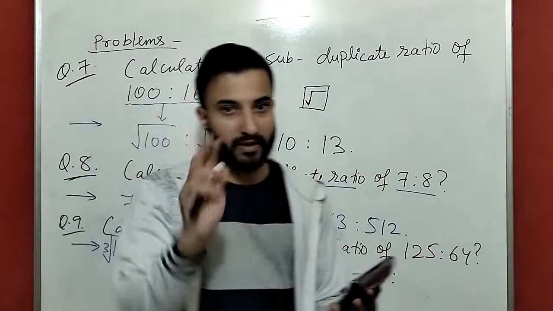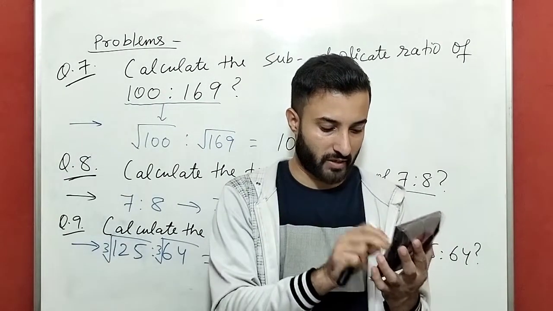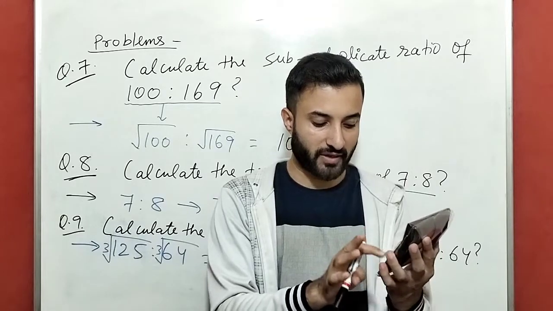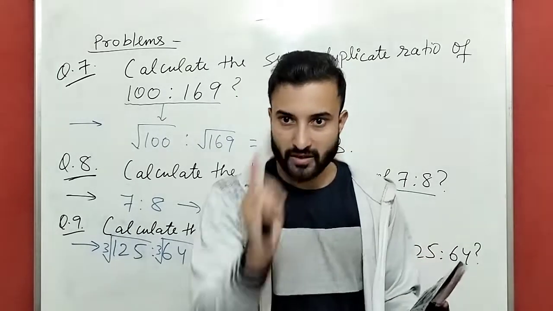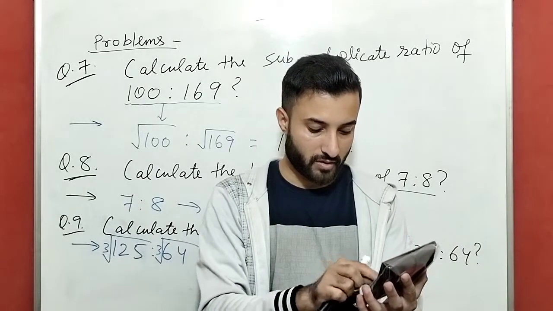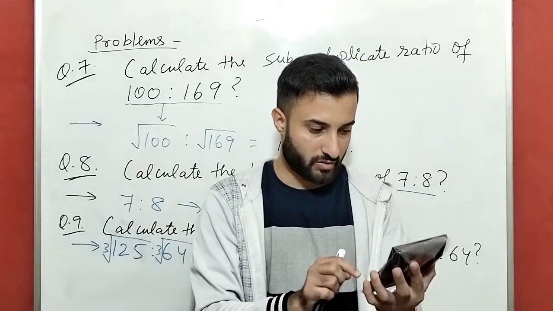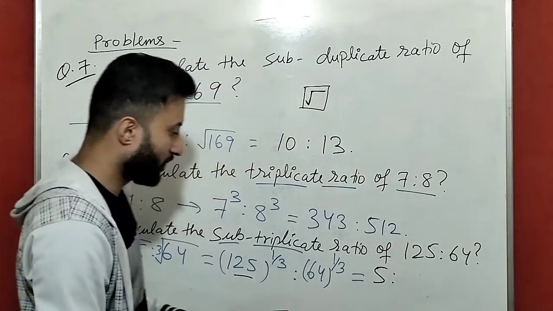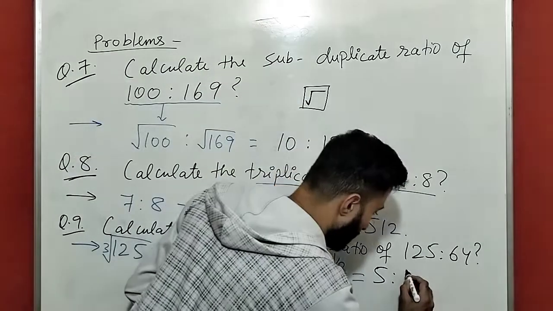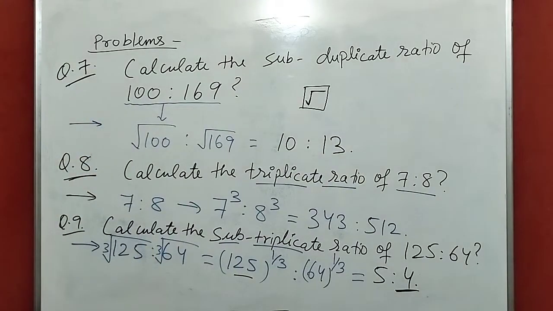Then multiply equals 12 times. Multiply equal 1, multiply equal 2, multiply equal 3, multiply equal 4, and like that 5, 6, 7, 8, 9, 10, 11, 12. Okay. So we are going to get the answer 4. So 5:4 is the answer for the subtriplicate ratio.